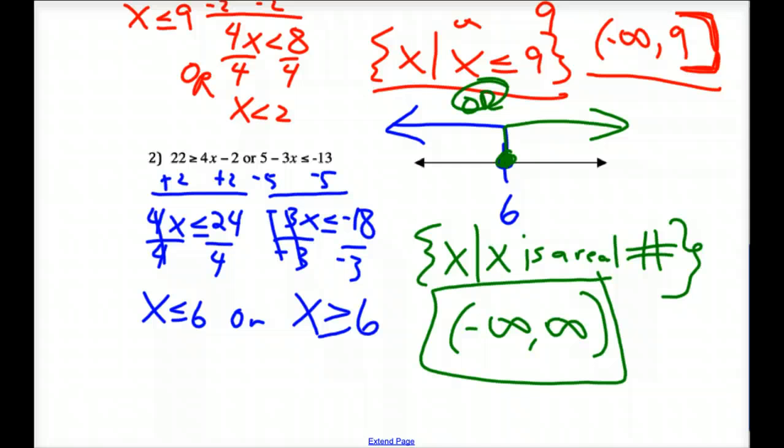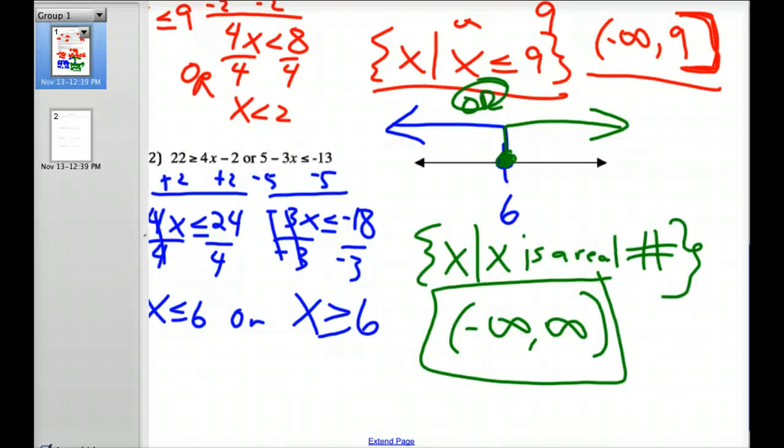But then what would you write for the set notation? You would write all x such that x is less than 6, or x is greater than 6. That's a tricky one. You might put that one on the test. So you guys have got to think.